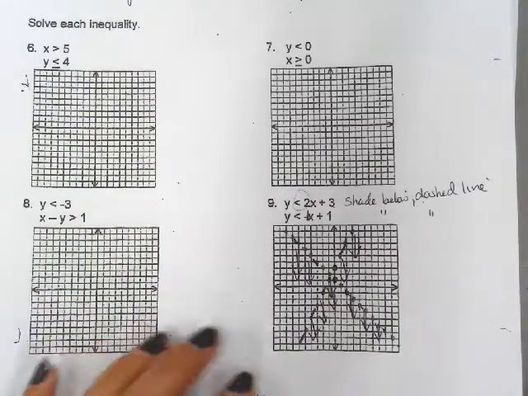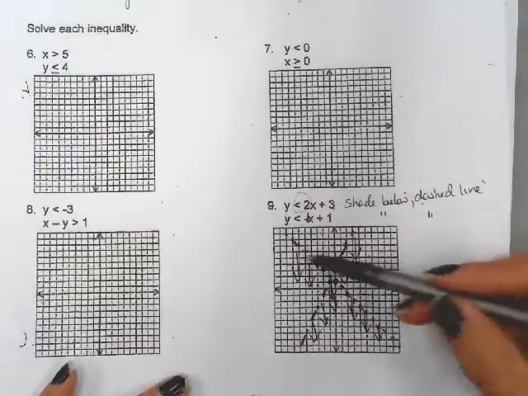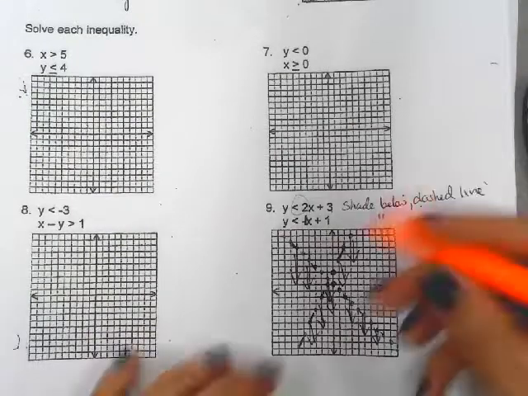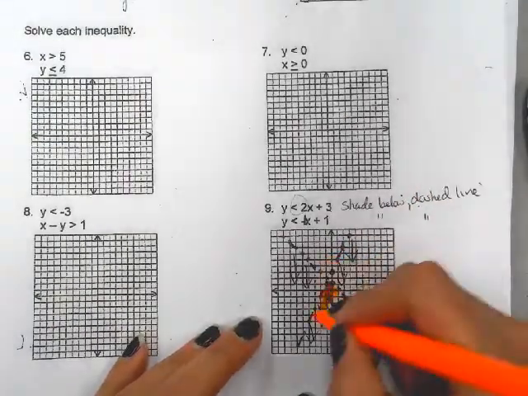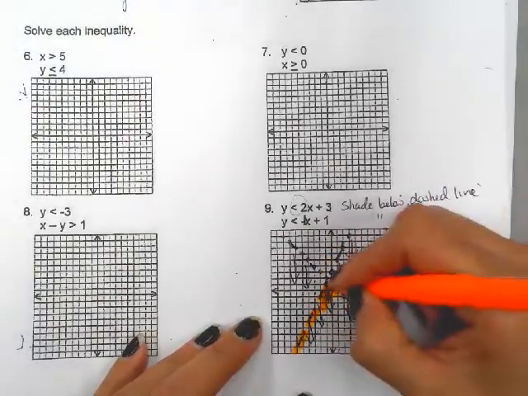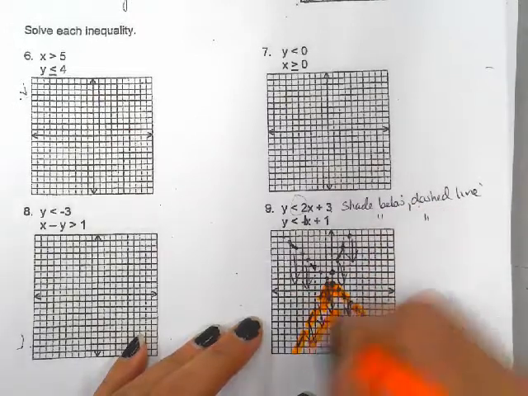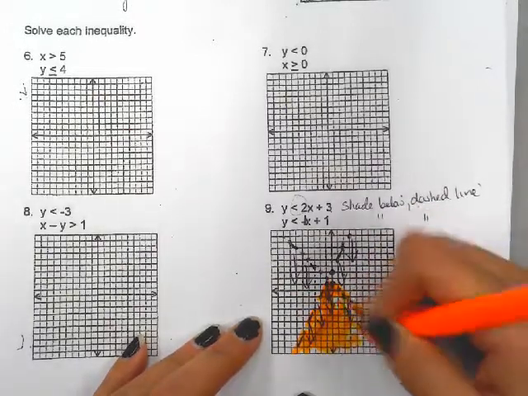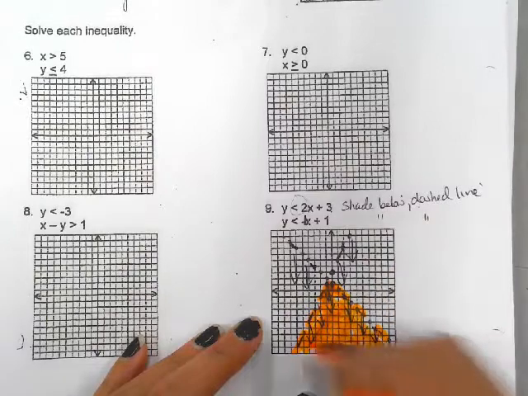Okay, so where the arrows overlap, see how they're both pointing down, that is where we're going to shade. So dashed lines, and then we're shading below. Leave a little space so I can see that they were dashed lines.